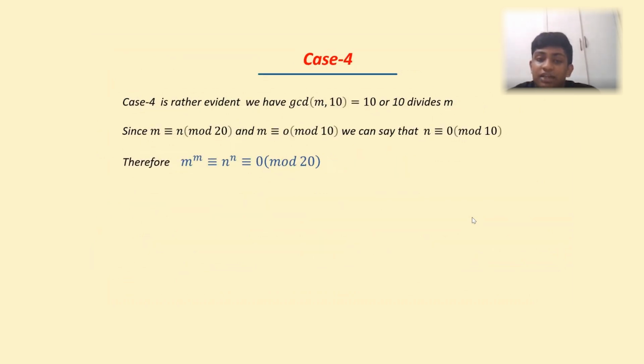Now, case 4 is rather evident because we have GCD of m and 10 equals 10, or basically 10 divides m. Now, since m is congruent to n mod 20, we can say that m is congruent to 0 mod 10. Also, n is congruent to 0 mod 10. Therefore, clearly, m to the power m is congruent to n to the power n, which is congruent to 0 mod 10. And we are done again.